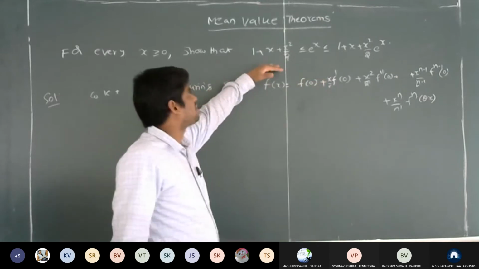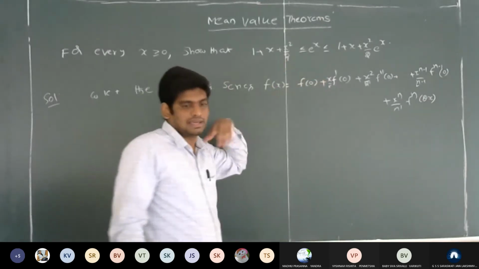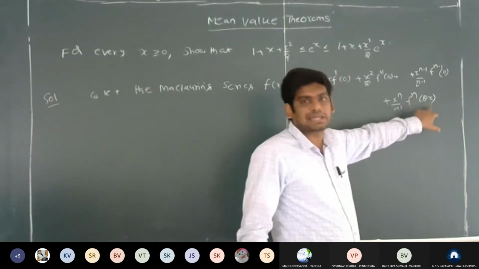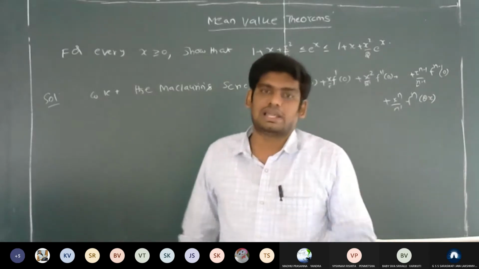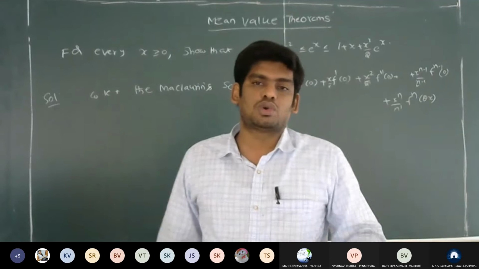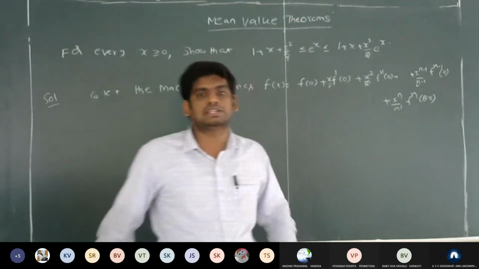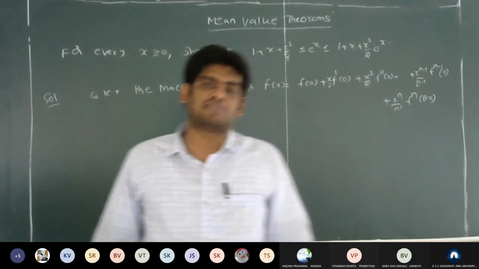Why? Because our question is in terms of x, so I am taking the Maclaurin series in terms of increasing powers of x. So this is the Maclaurin series with the Lagrange's form of remainder. If we learn the Taylor series with Lagrange's form of remainder, and replace A equal to 0, then you will get the Maclaurin series. You need not concentrate separately on the Maclaurin series with Lagrange's form of remainder.